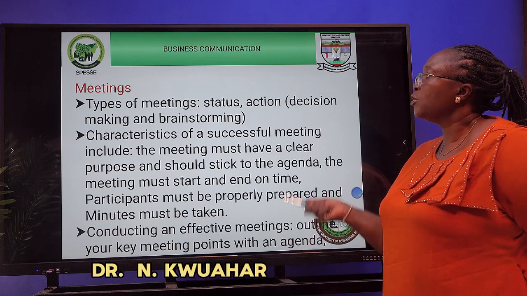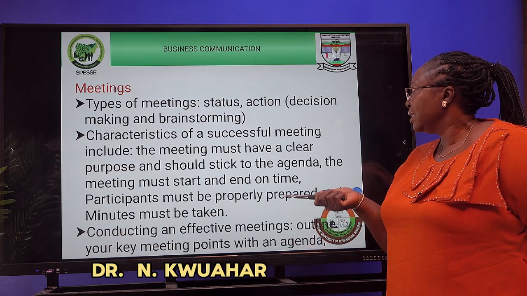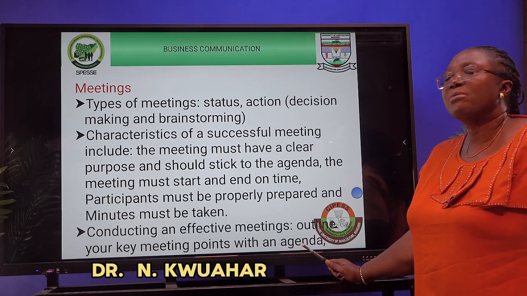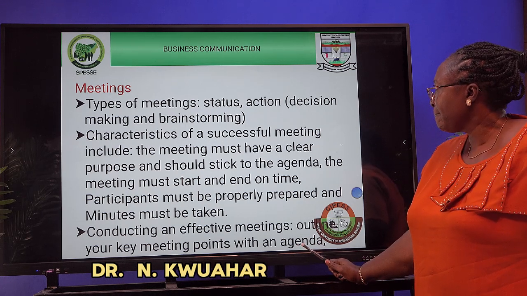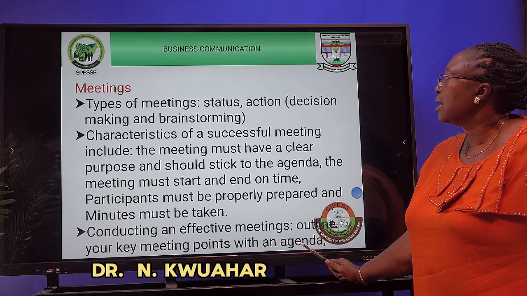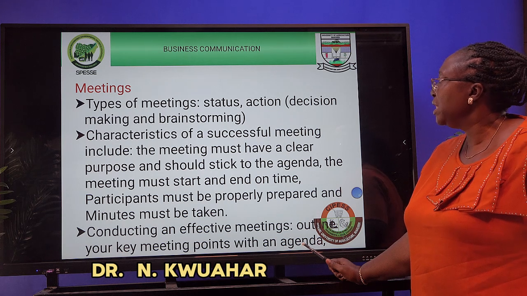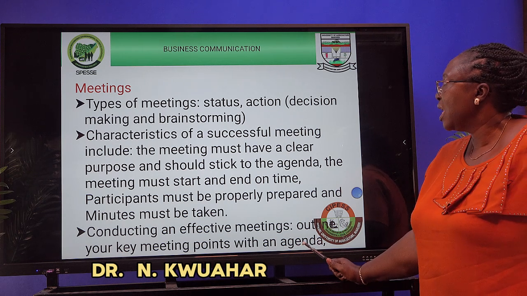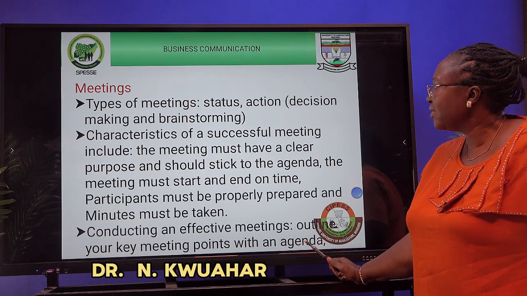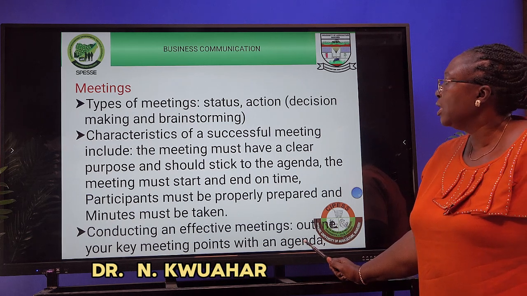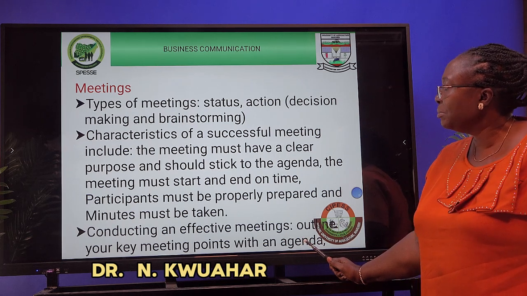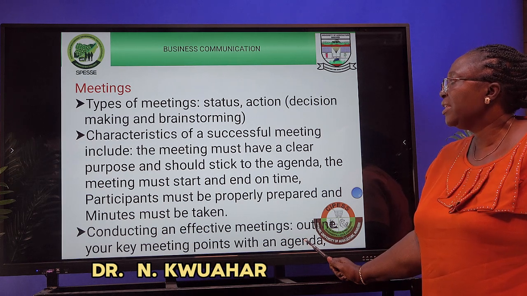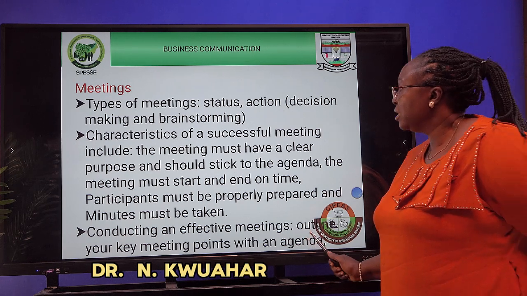So you can have also different types of meetings. You have the status of action, decision making, and brainstorming meeting. And there are characteristics of a successful meeting. The meeting must have a clear purpose and should stick to the agenda. It must have an agenda that is adhered to. The meeting must start and end on time, and participants must be properly prepared and minutes of the meeting taken.